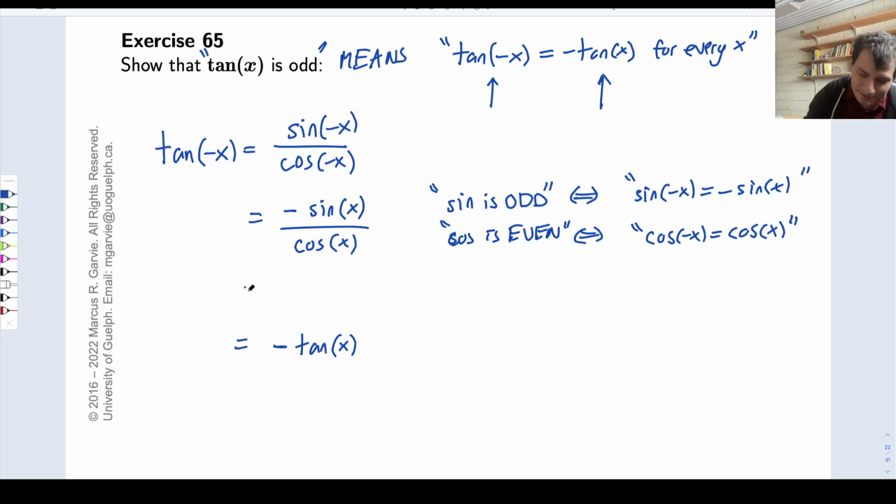And lo and behold, that's exactly minus sine of x over cosine of x, which is exactly minus tangent of x, which is what we wanted. So we've shown through a sequence of algebra steps that the tangent of minus x equals minus the tangent of x. It works for every value of x, and that is why tangent is an odd function. So, good practice problem about even and odd functions.